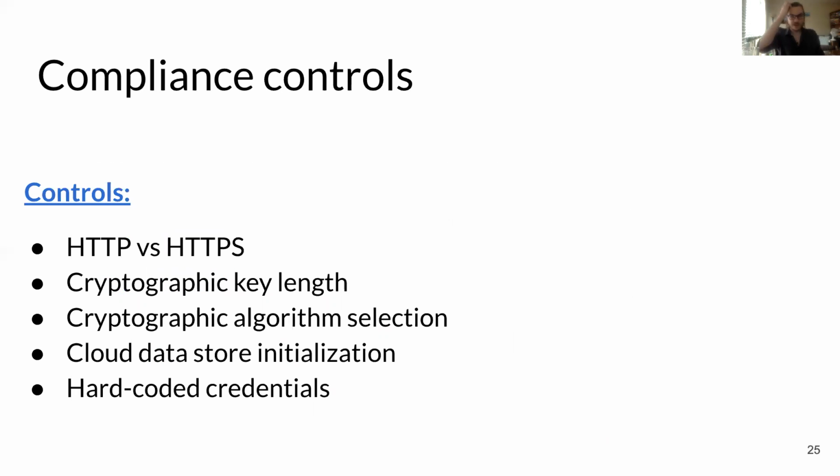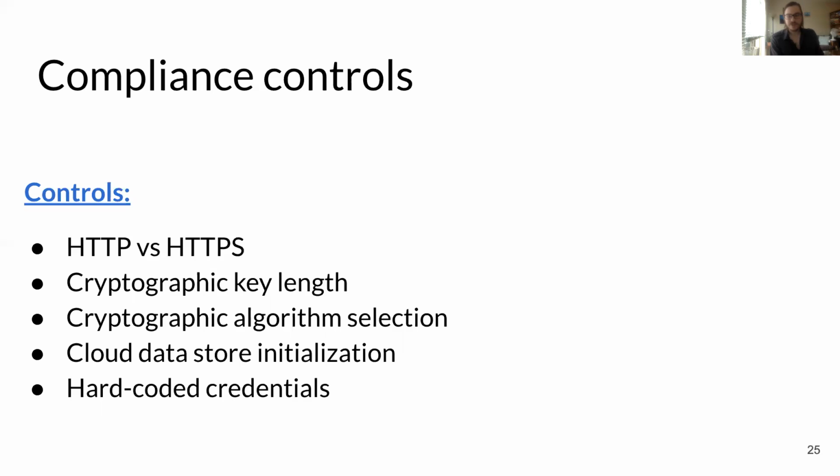So 5 compliance controls. So the controls are the 5 listed on the screen: that HTTPS is used rather than HTTP, that cryptographic keys are of sufficient length, that cryptographic algorithms that are selected are off of the allowed list that the compliance regime specifies, that cloud data stores such as Amazon's S3 buckets are initialized in a way that is safe, that is, they're not going to be world readable and that they're going to store metadata and so on. And that hard-coded credentials are not used. And these are compliance controls that are common to many regimes.